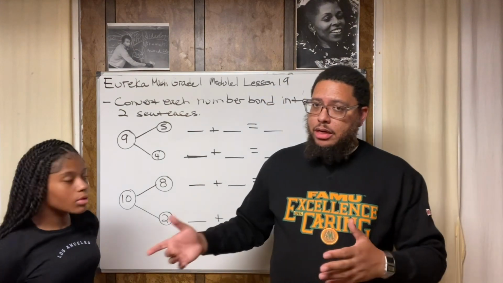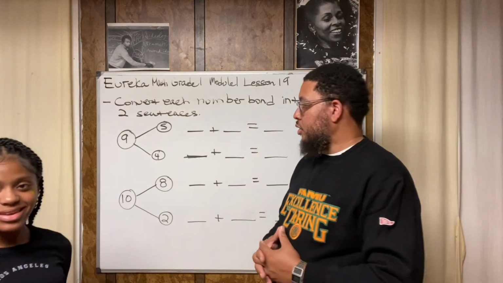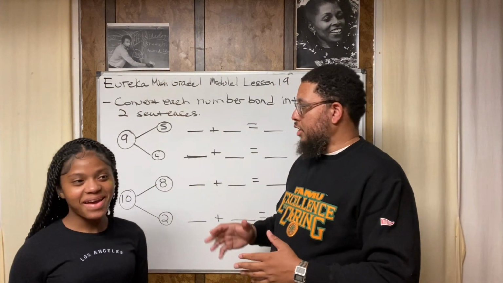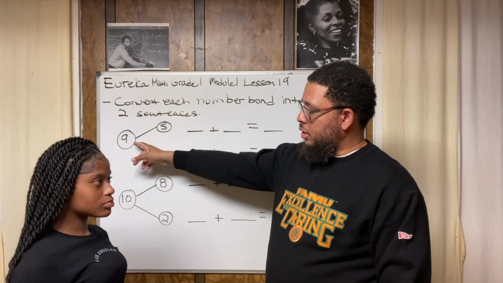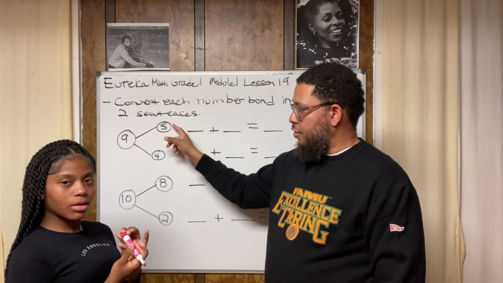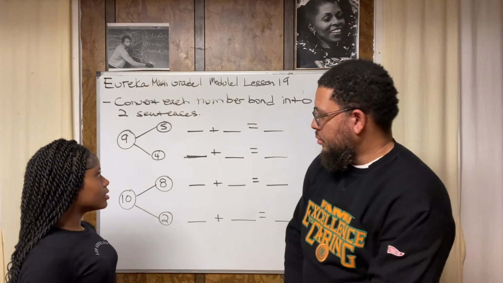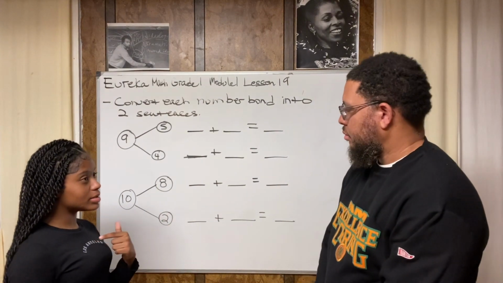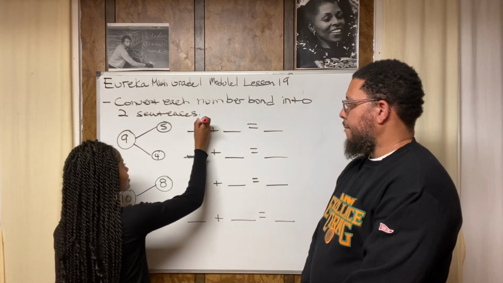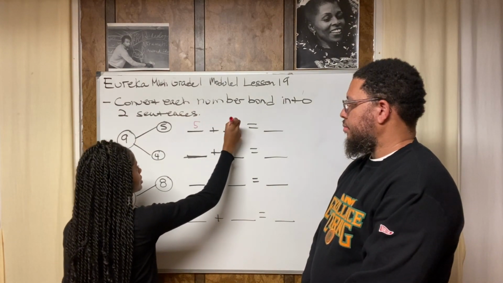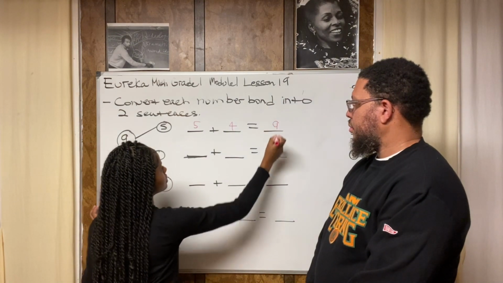So basically, Assata is going to describe some of these number bonds, and then she's going to write two different number sentences based on the information in the number bonds. So Assata, you see the number bond, you see 9, you see 5, and you see 4. So what would your first number sentence be? You want me to write it down while I'm saying it? Sure. All right. 5 + 4 = 9.